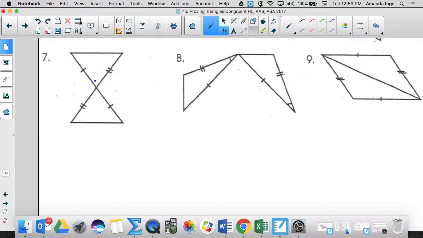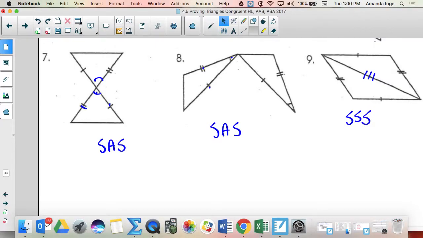So what kind of angles are these? We know that vertical angles are congruent. So what did y'all say for this? Side, angle, side. What did you say for this one? Side, angle, side again. And this one? Side, side, side. Good job. All right, everybody good on those?